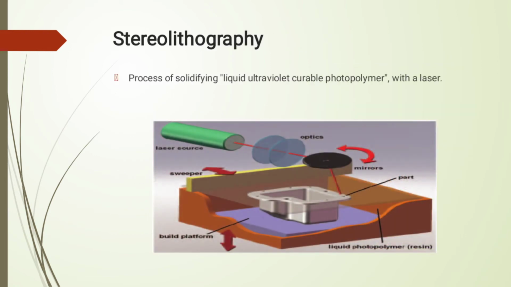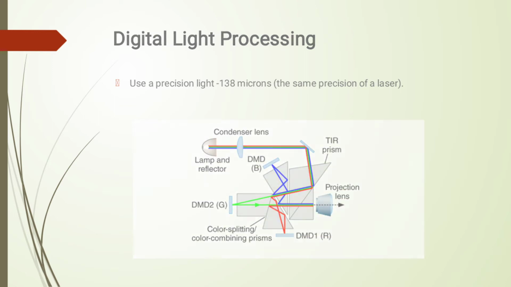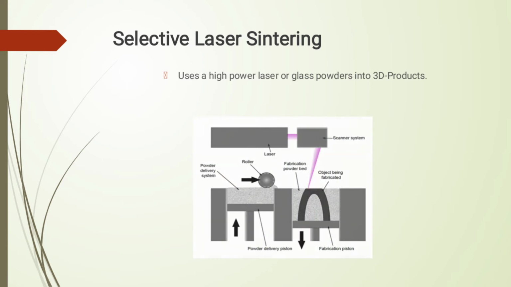Stereolithography, process of solidifying liquid ultraviolet curable photopolymer with a laser, which traces out successive layers. Digital light processing, uses a precision light of 138 microns, the same precision as a layer. Selective laser sintering, uses a high power laser to fuse glass powder into 3D products.